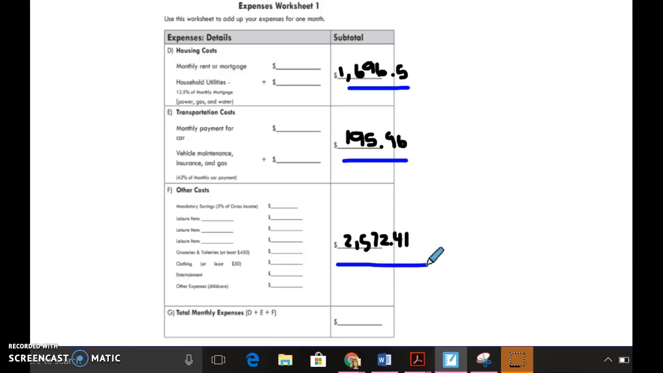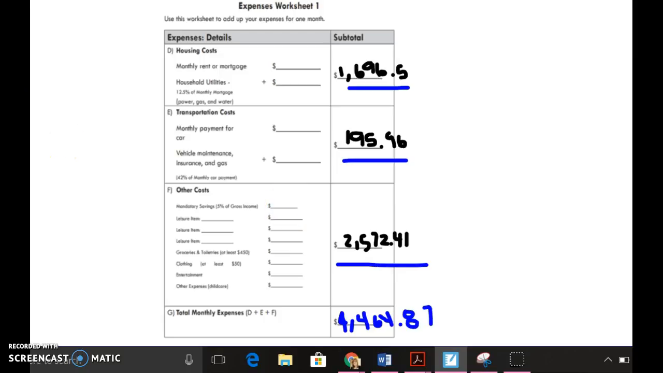So if I add, for my example, $1,696.50 for my housing, plus $195.96 for my transportation, plus $2,572.41 for my other expenses, my monthly total is $4,464.87. So that's how you fill in part G.